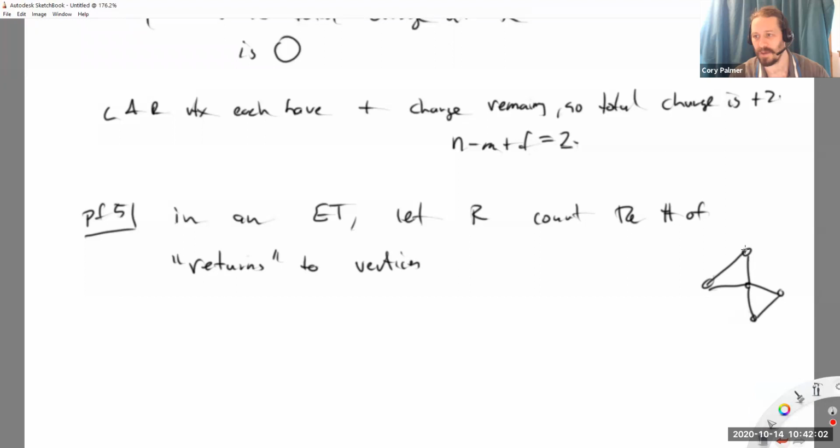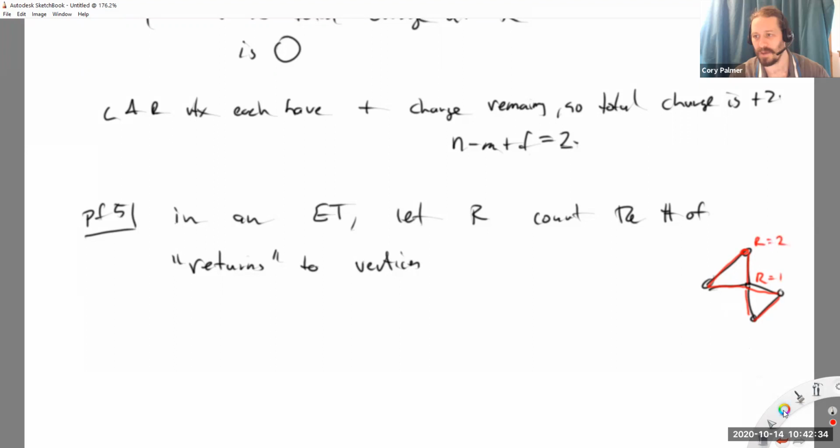Then the number of returns is the number of times I visit vertices for any time past the first time, okay? So say I started at this vertex, go here, go here, go here, go here. I'm now returning to this vertex, so R increments by 1. And then I go here. That's also a return, actually, I think. We'll see in a moment. Does that make sense as a return? I think it counts as a return. So R equals 1, and then R equals 2 here.